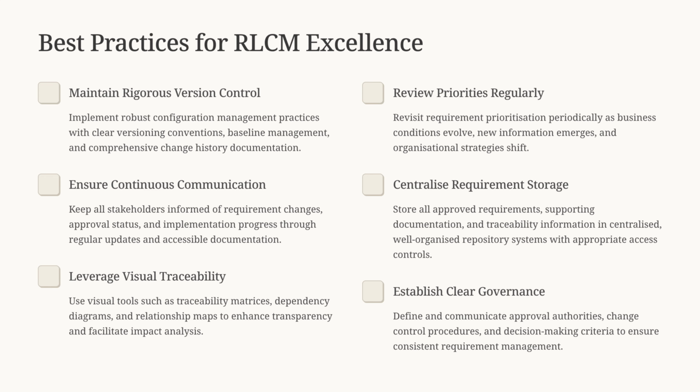To consistently achieve success like that, organizations should follow a few best practices. Maintain rigorous version control, use proper configuration management tools and naming conventions. Review priorities regularly. Business conditions change, so your requirement priorities should too. Ensure continuous communication. Stakeholders should never be in the dark about requirement changes. Centralize requirement storage. Keep everything accessible and organized. Leverage visual traceability. Use diagrams and matrices to make dependencies crystal clear. Establish clear governance. Define who approves what, and under which conditions.